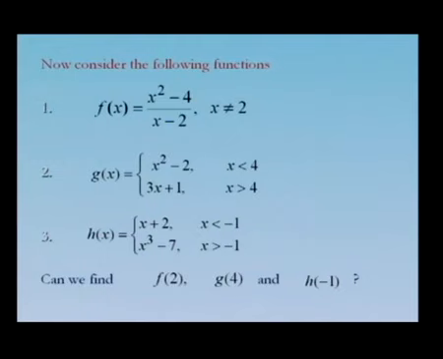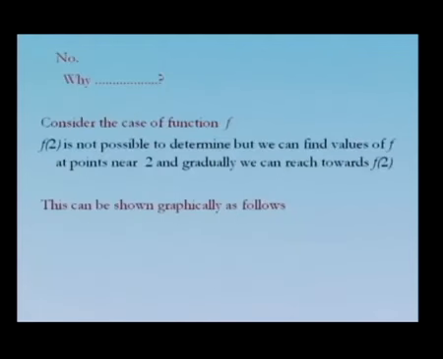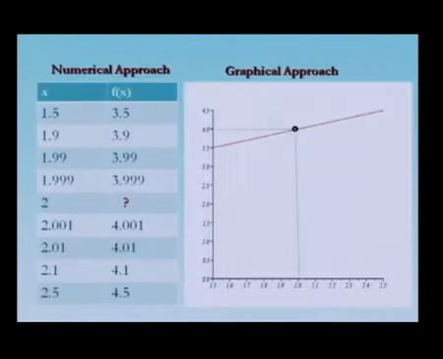So we cannot find their values, but we can certainly try to reach their values. Let's consider the function f. f(2) is not possible to determine, but we can find values of f at points near 2, and gradually we can reach towards f(2). This can be shown graphically as follows.